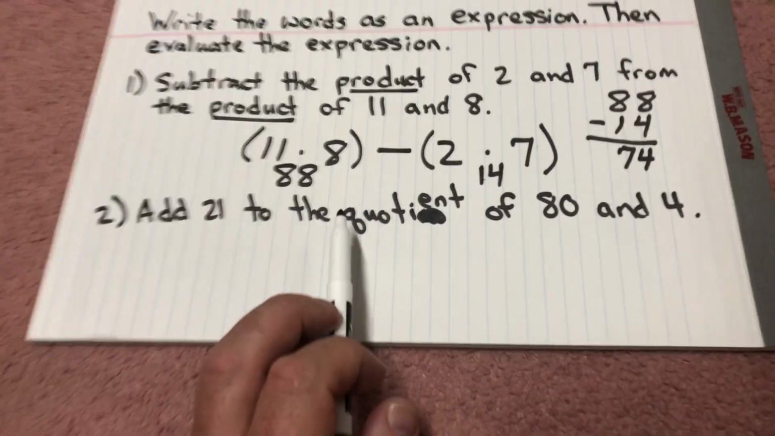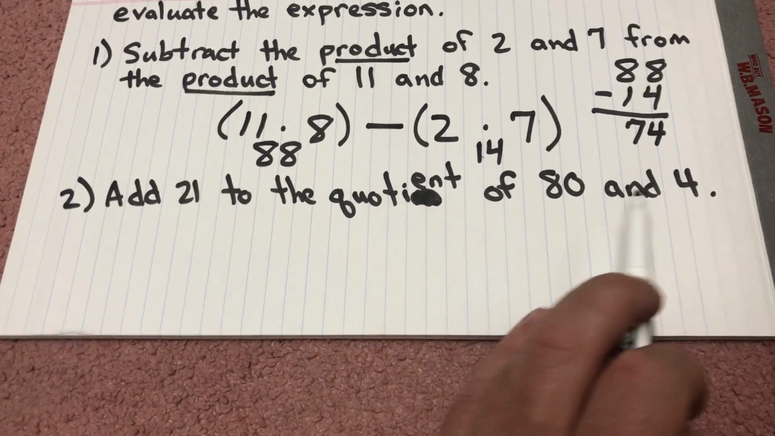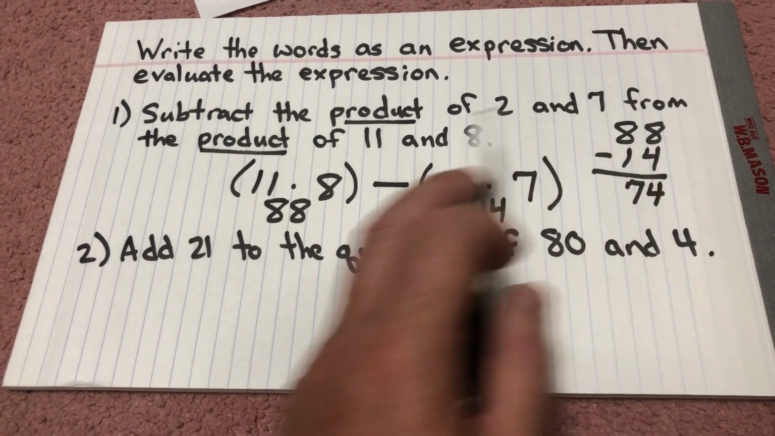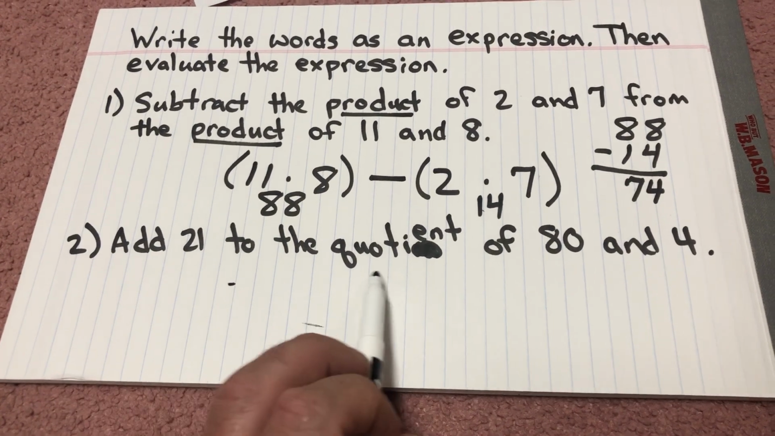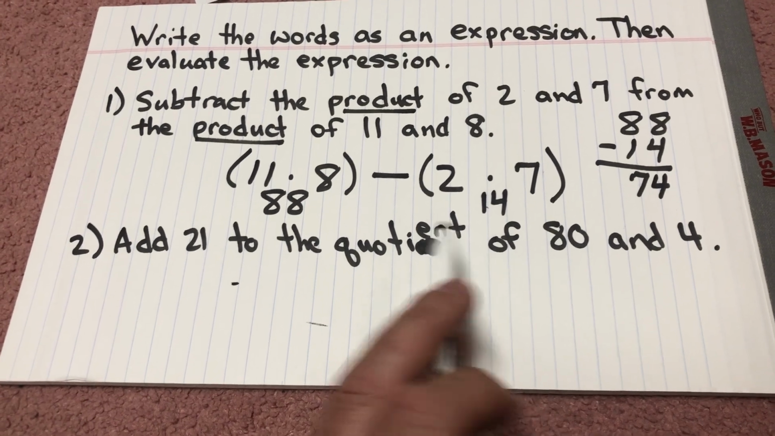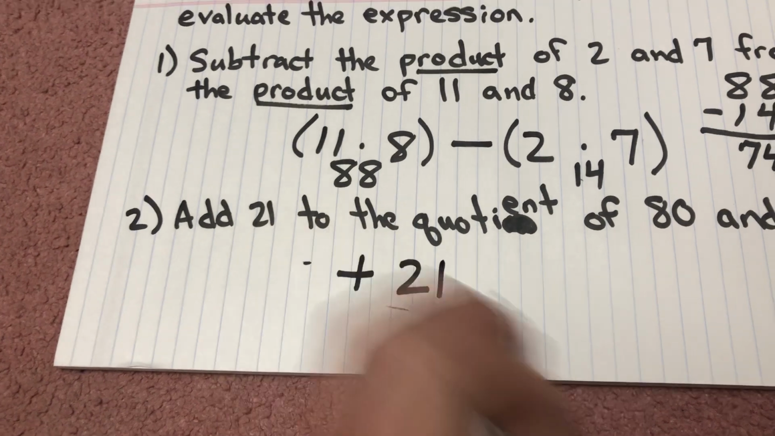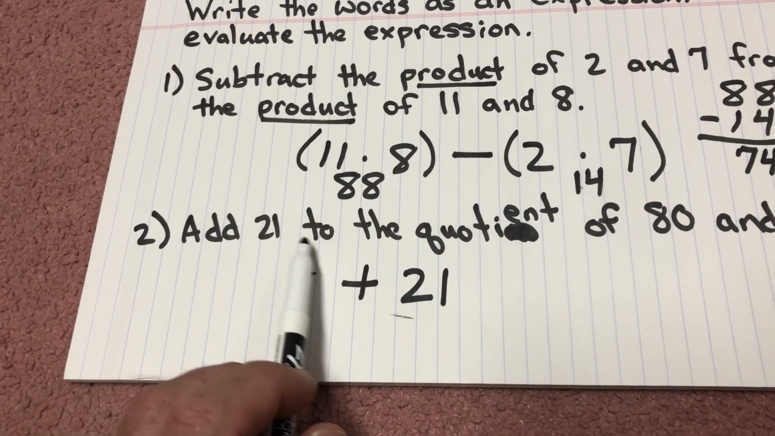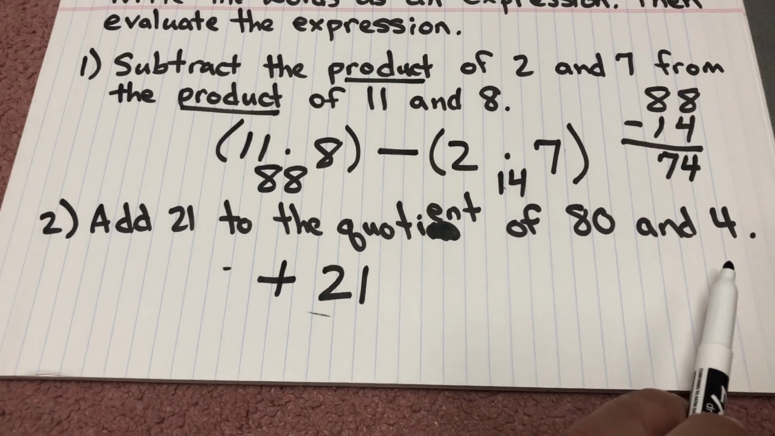Add 21 to the quotient of 80 and 4. We're writing the words as an expression, then we're going to evaluate the expression. We're adding 21 to the quotient of 80 and 4. So somewhere in my expression, it has to say plus 21 because it says I'm adding 21. Now, what am I adding 21 to? Well, I'm adding it to the quotient of 80 and 4.